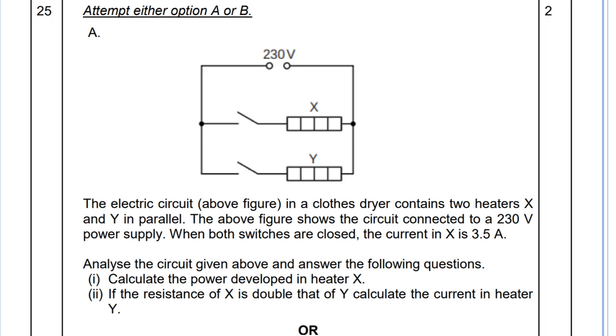1. Calculate the power developed in heater X. Answer. Power equals volt multiply current. Means we need to multiply 230 and 3.5 and finally you will get 805 watt. So half the resistance means double the current. Therefore, current in Y equals 7 ampere.